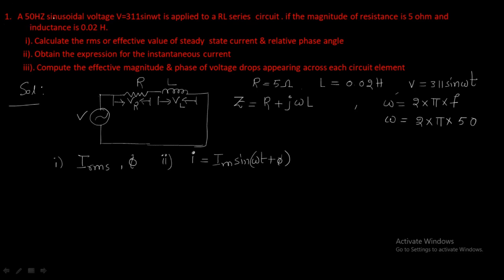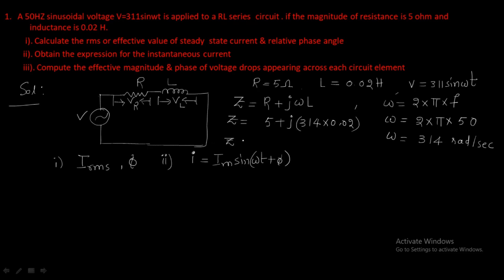If it is not mentioned in the problem, our Indian frequency is always 50 Hz. Just write 2 into 3.14 into 50, that is almost 314 radian per second. This is the unit of omega. Now write R plus j omega L: R equal to 5 ohms plus j into omega L, where omega is 314 and L is 0.02.